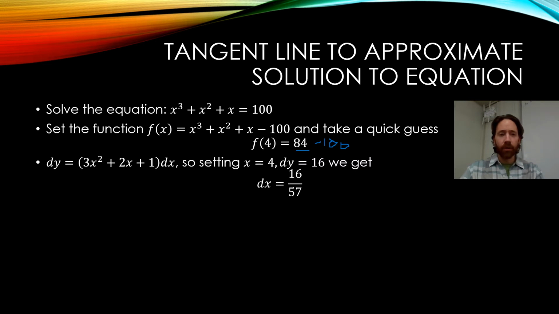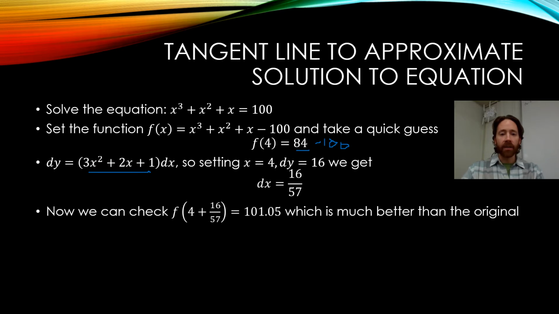So if we look at the differential form, dy equals f prime dx, and we set x equal to 4. Now f of 4 is negative 16, so we want to set dy to 16, so we can increase up to 0. If you plug in those two values, then you can solve for dx. It should be 16 divided by whatever we get when we plug in 4 here, so that ends up being 57. So dx is 16 over 57, and now we can check our estimate.